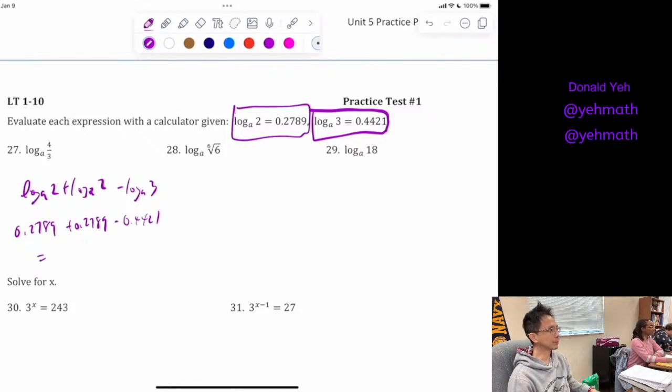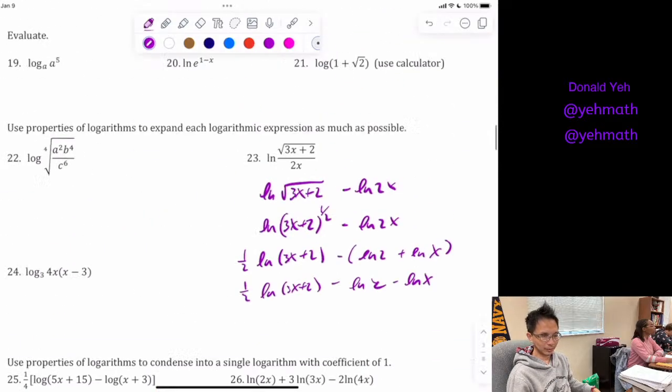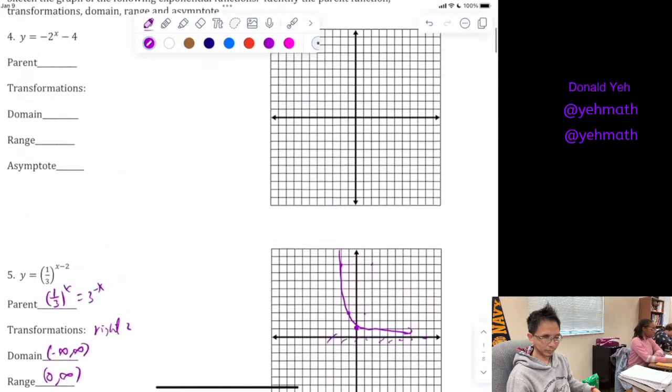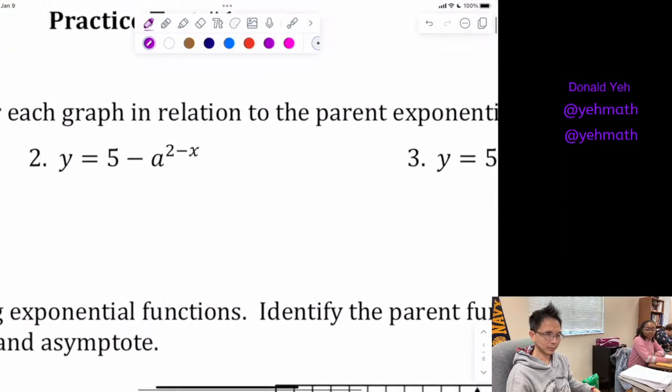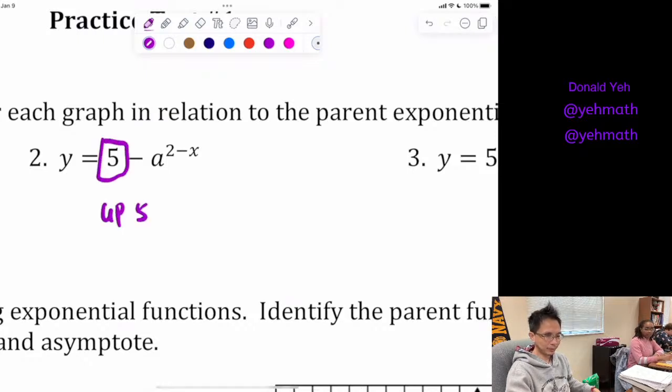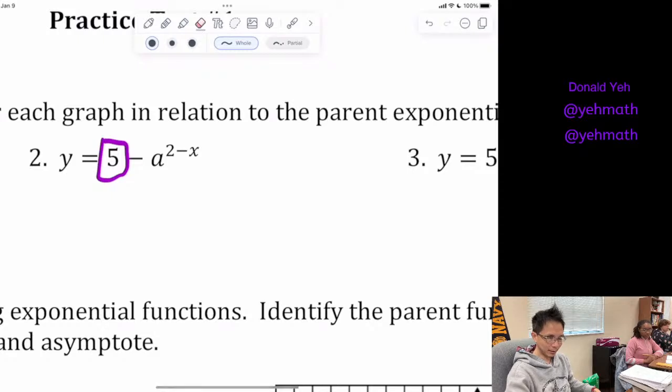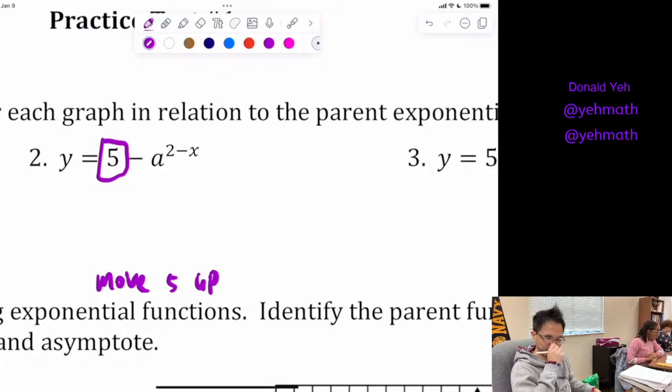Next question. Yes. Number 2. Okay, so 2, there's a 5. This is going to go up 5. And that happened last, actually. So let's move 5. Move 5 up. And here, two things happen.